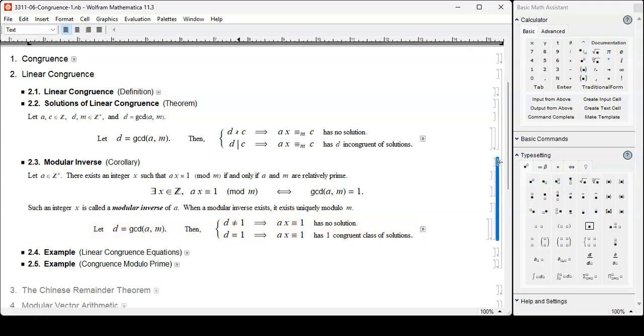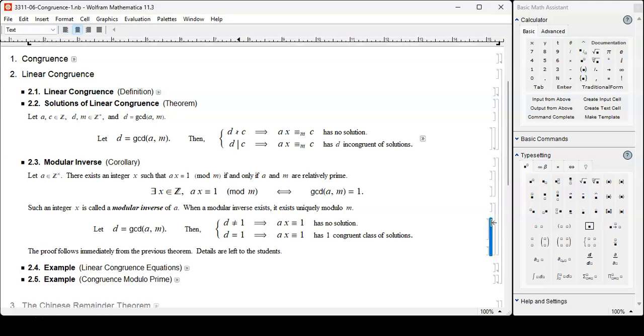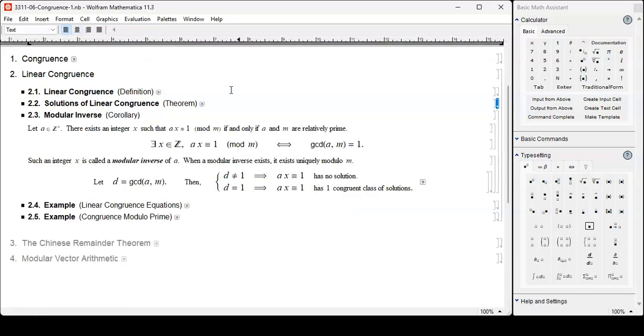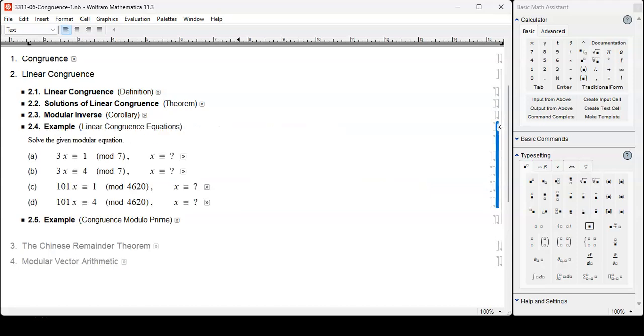So that's a special case, and the proof is left to the students because this is basically nothing new except taking C as 1 and then considering D dividing that 1, which is just D equals 1 and nothing else. So this is a trivial corollary of the main theorem, but as a matter of fact, it's very, very useful. Let's consider these example problems.